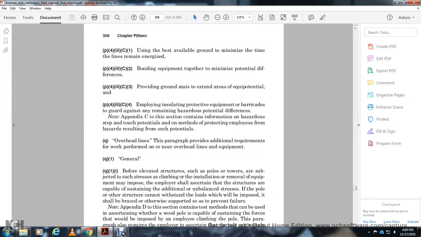Using the best available ground to minimize the time the line remains energized; bonding the equipment together to minimize potential differences; providing ground mats to extend the area of equal potential; and deploying insulating protective equipment or barricades to guard against any remaining hazardous potential differences. Note: Appendix C of this section contains information on the hazards of step potentials and the methods of protecting employees from the hazards resulting from such potentials.